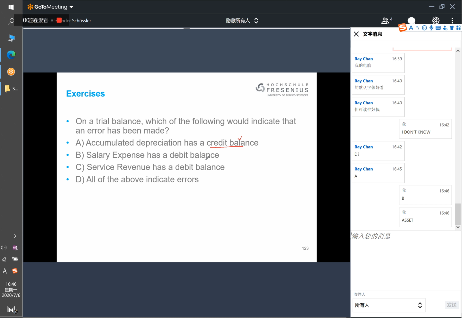Salary expense has a debit balance. Salary expense is which account? It's an expense account, and expense accounts carry debit balances.